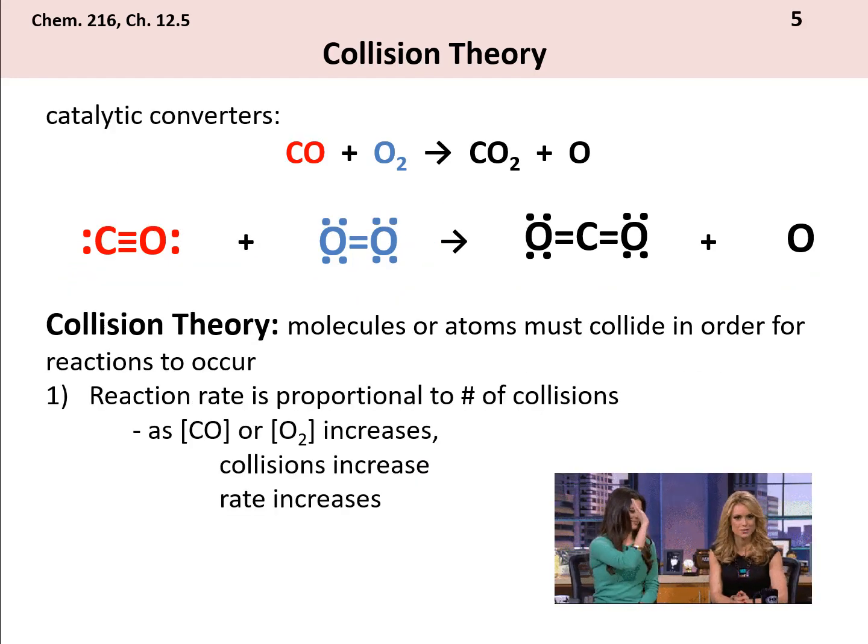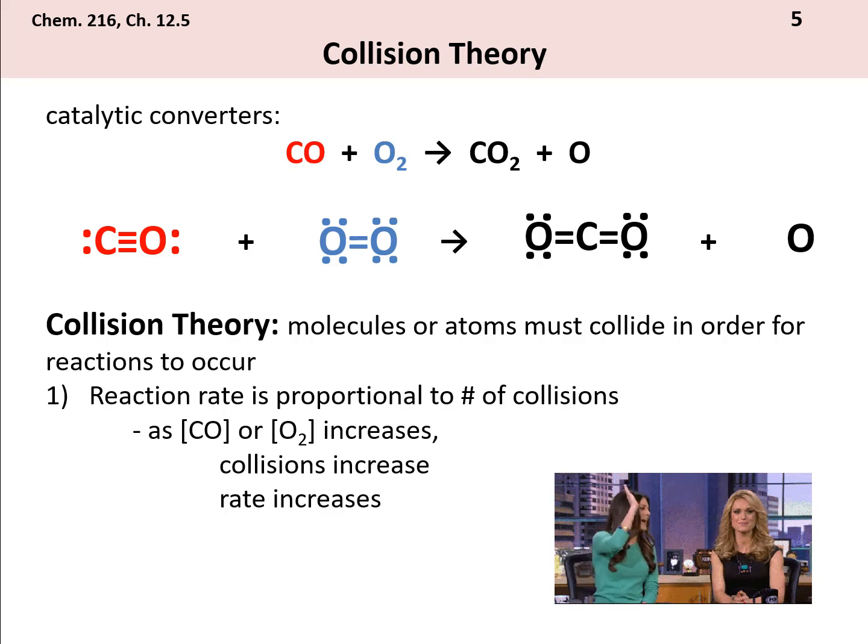All right, so what does collision theory say? There are 3 tenets to collision theory. The first is that the reaction rate is proportional to the number of collisions. That means the more collisions between CO and O2 that happen, the more likelihood there is to have a reaction. And so this explains why as CO and O2 increase, the collisions increase, and therefore my rates increase. Okay? That's what we saw last time.